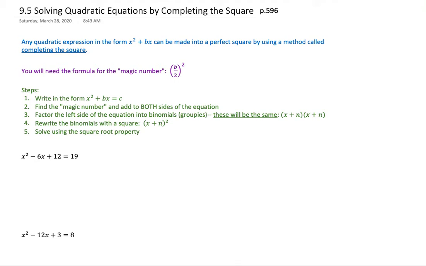Hello, this is 9.5 and we're going to solve quadratic equations by completing the square. And this is a new method. I believe page 596.